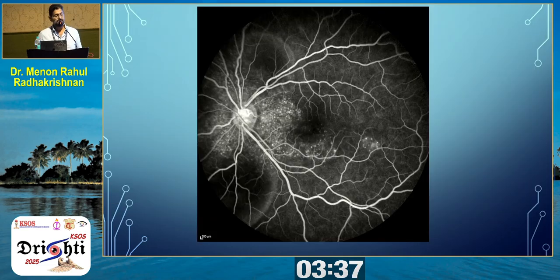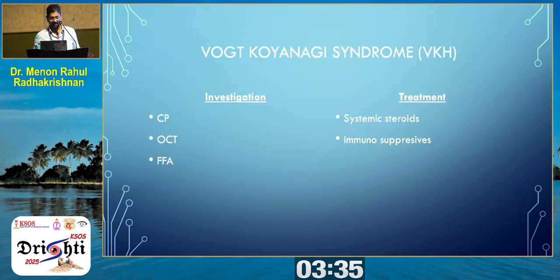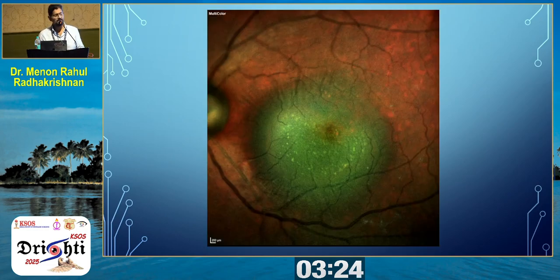So we did an FFA for this patient, and you can see the starry sky pattern. This is a case of VKH, where the investigation that you require is a color fundus picture and an FFA, and the treatments are usually systemic steroids and immunosuppressives. There's another case. There's a huge, large macular fluid over here.